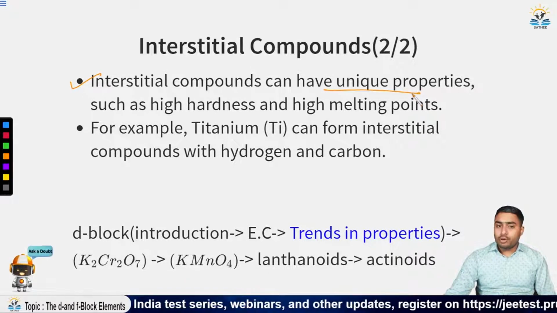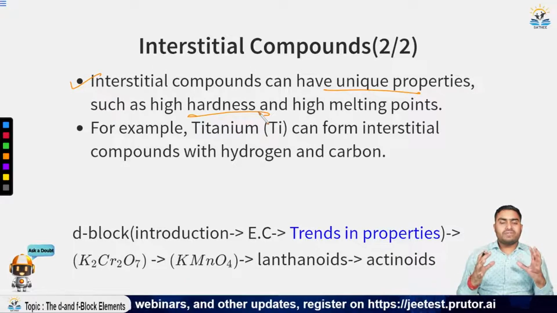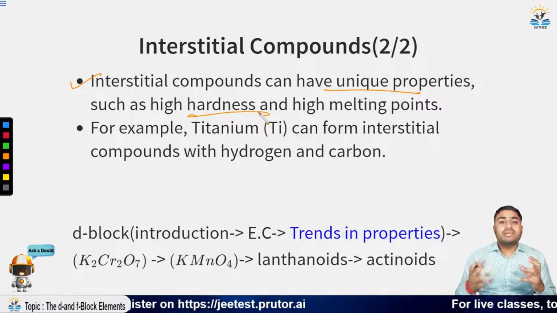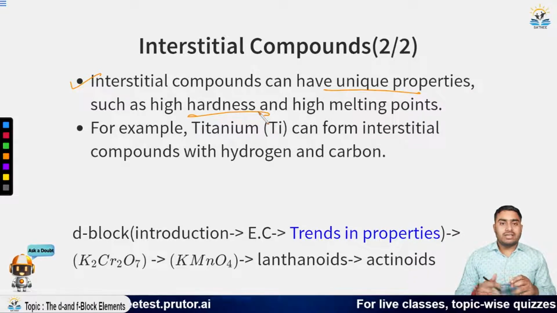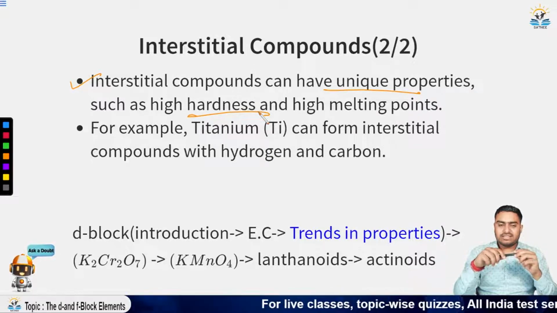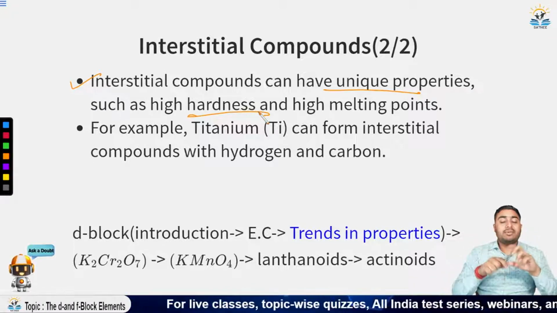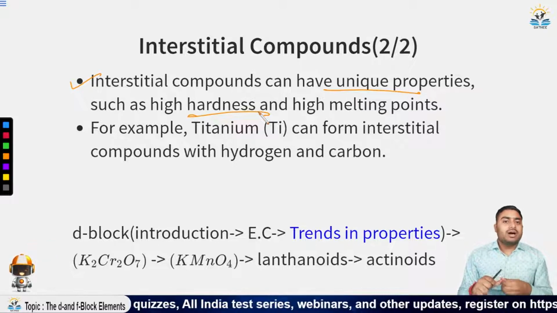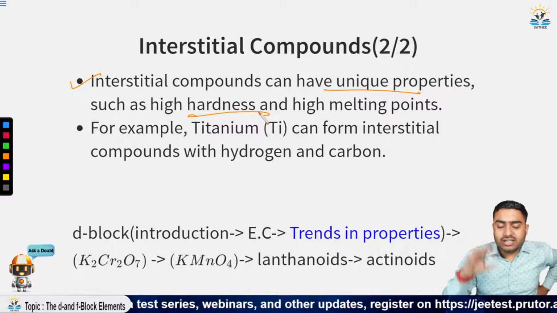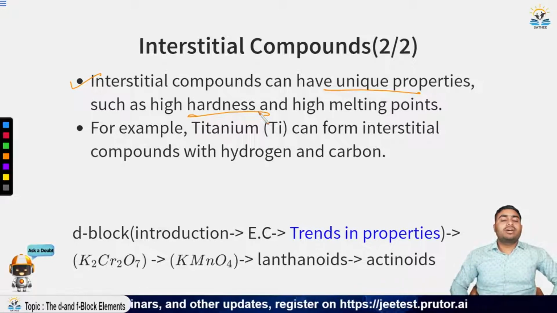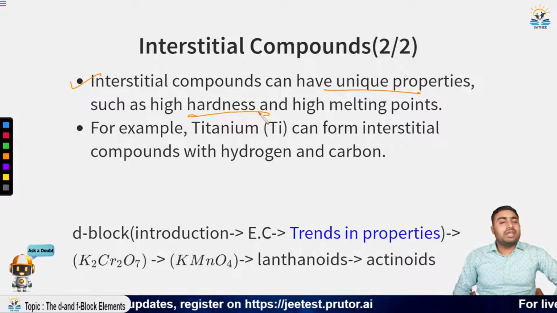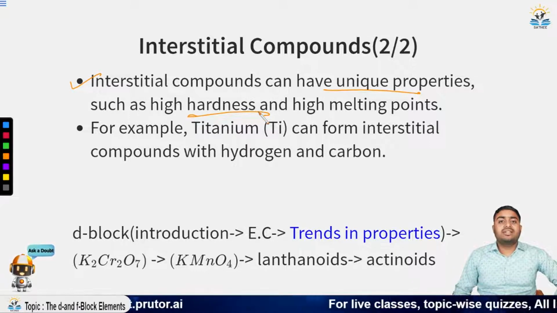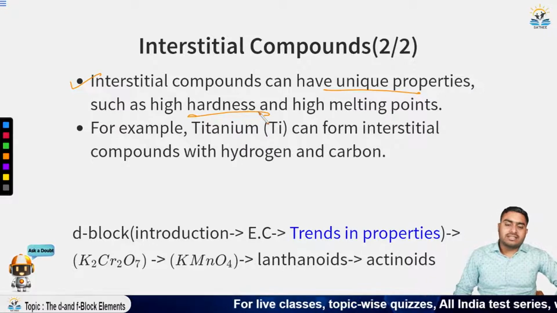Interstitial compounds can have unique properties such as high hardness. Due to the filling of this empty space, what happens? If something is hollow and something is solid, the hollow thing you can break easily, like if a hollow pen is here, you can break it easily. But if it is solid, you require more energy to break it, right? So if the interstitial space present in the lattice of metal atoms is filled with small atoms, their properties will definitely change and they become hard, with high hardness and high melting point.